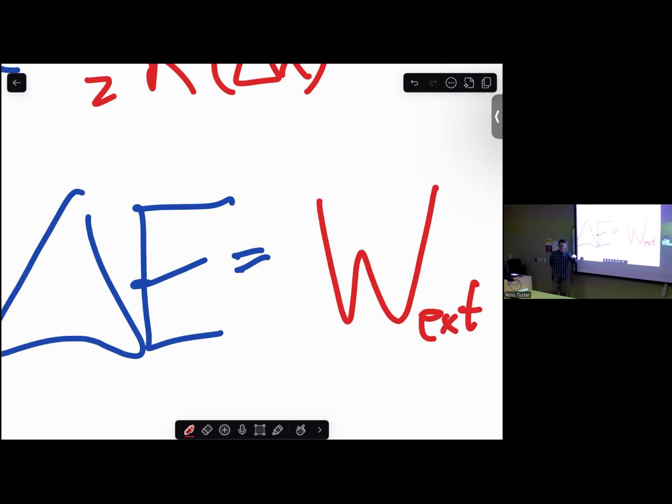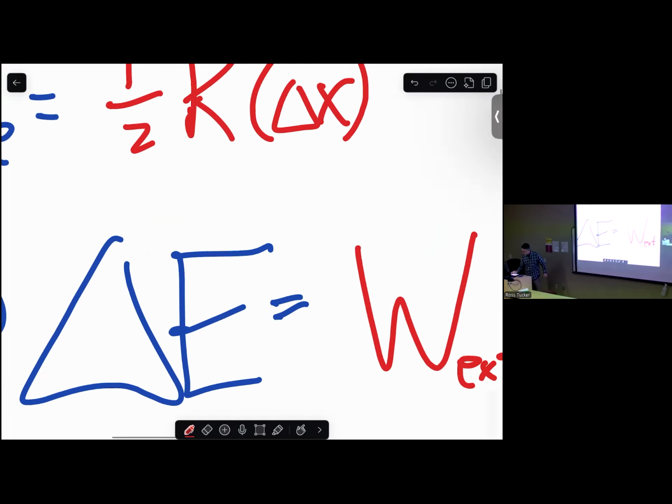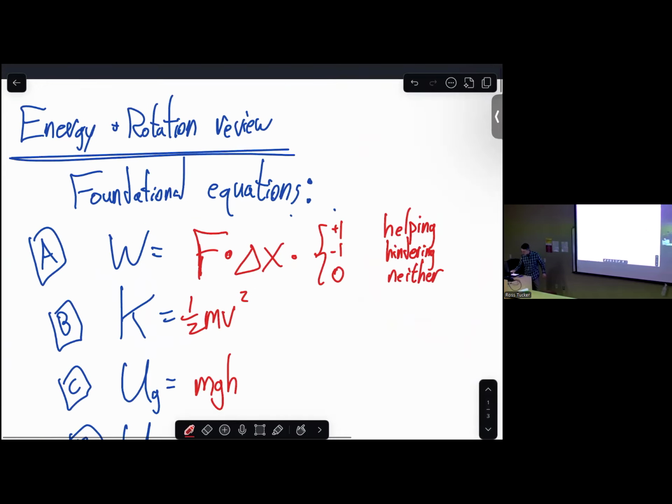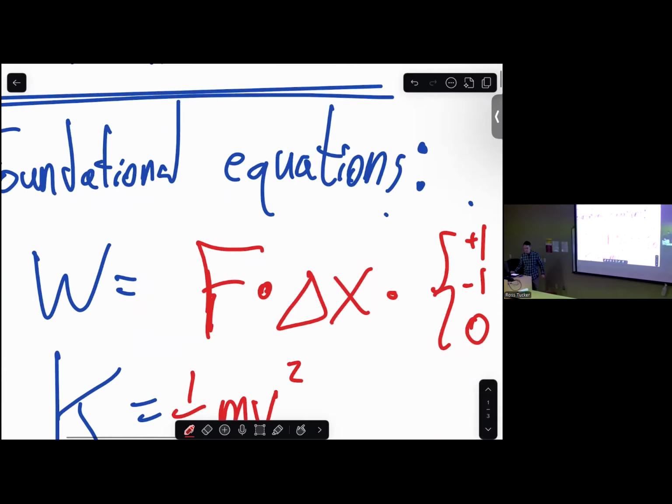Well, work is not normal force, friction, or anything. You plug that into the work formula, force times displacement with a plus or minus sign. Work is not force. Calculate the work that the force does, and then yes. Great. Move on.